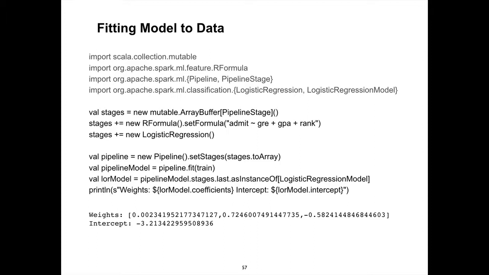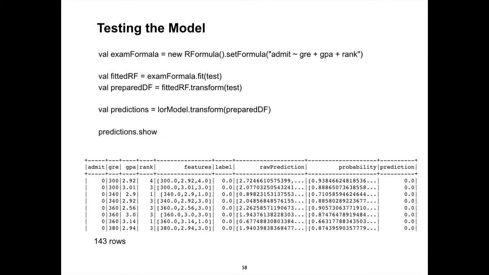And so of the weights, the GRE score has the lowest weight, right? So that's not weighted very heavily. And then the GPA is weighted more, and the rank is weighted a lot more than the actual GRE score. And then we can do the same thing. We can take our test set and apply it, and see how the model predicts it, right?